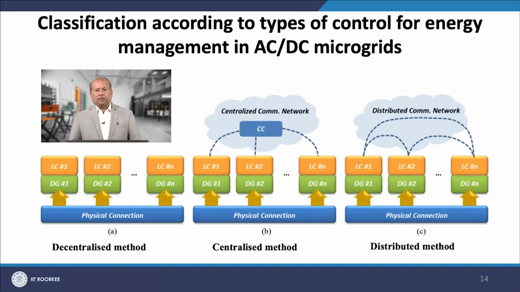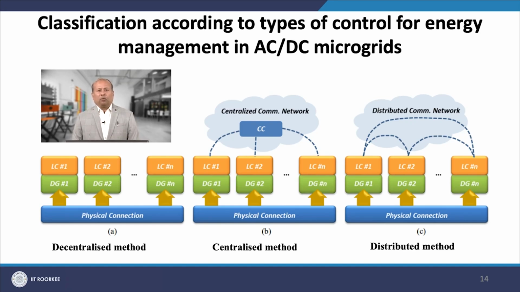The power and energy management techniques are broadly classified into three types, which are decentralized, centralized and distributed. The decentralized power management techniques are based on local variables and synthesized in local controllers, whereas the centralized power management techniques are based on variables from throughout the system and communication with a command center holding the global control authority.